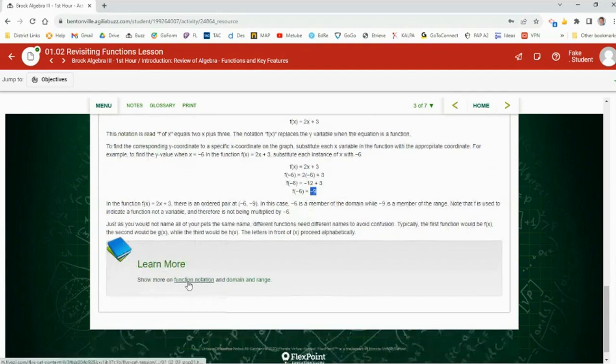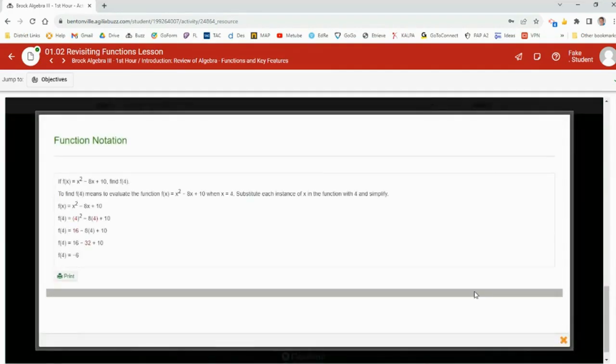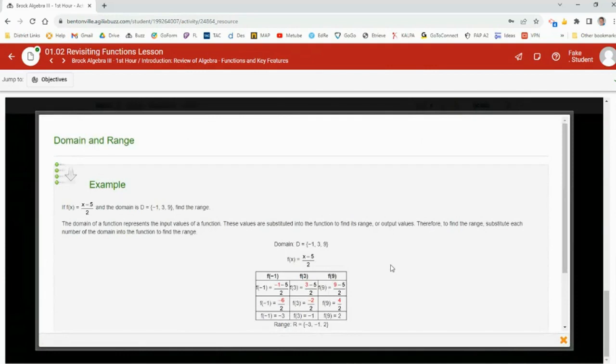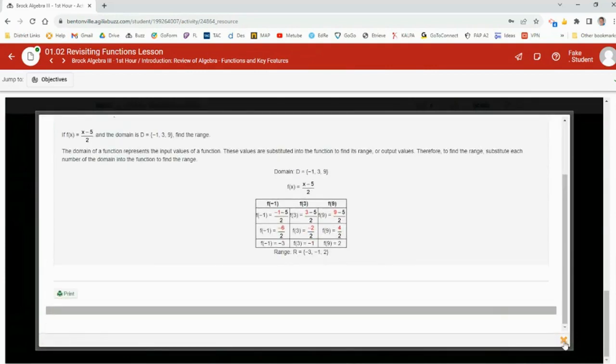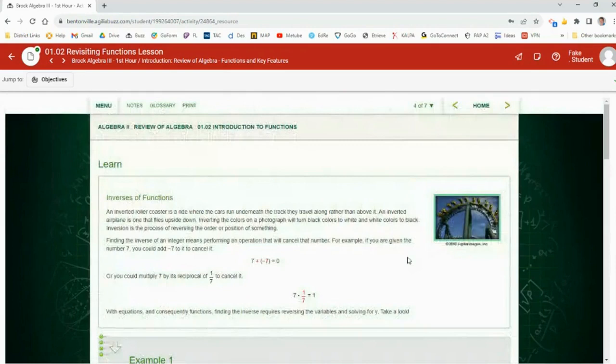So here's more. If you need to know more about function notation, here's some extra notes you can click on, and it goes through another example for you. Domain and range is also discussed here. Domain's all the possible x's, range is all the possible y's. So you can review those notes at your leisure as well.